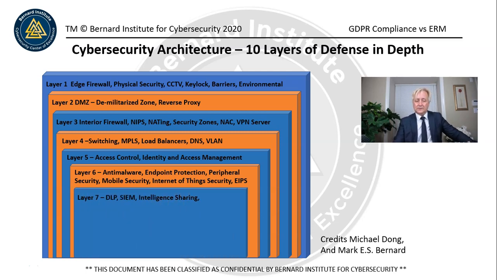Layer 7, we have DLP, data loss prevention, SIEM, which is a security information event management system, and we have intelligence sharing. And intelligence sharing is the third pillar, if you like, in the NIST cybersecurity framework. Intelligence sharing among authorized people, very important in order to prevent attacks against our networks and systems. Security information event management system is the software that a security operations team uses to monitor your organization, whether it's a government organization or whether it's a commercial sector organization. It's a very useful tool.